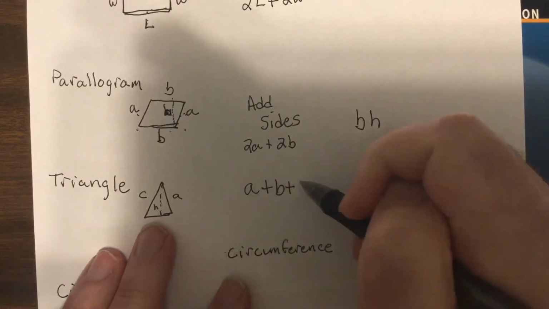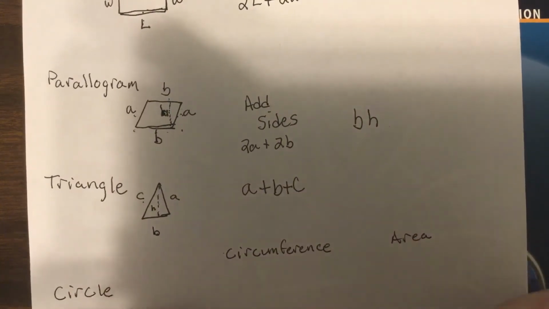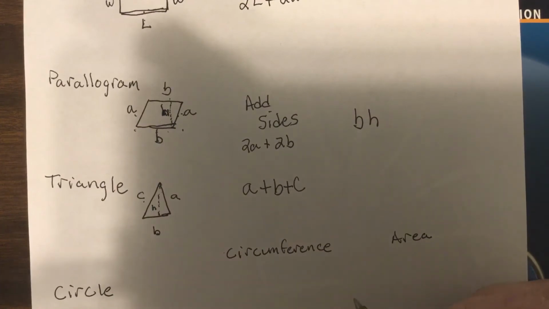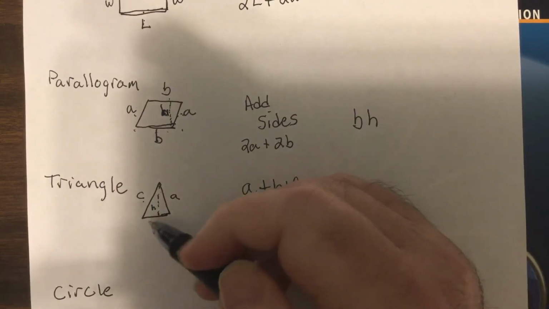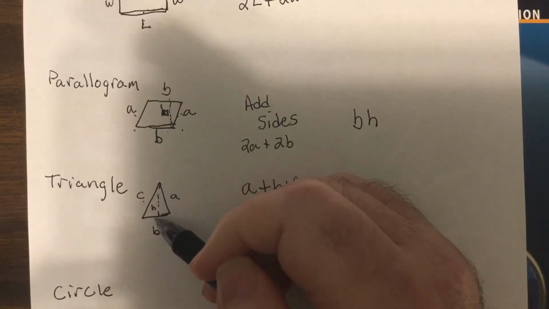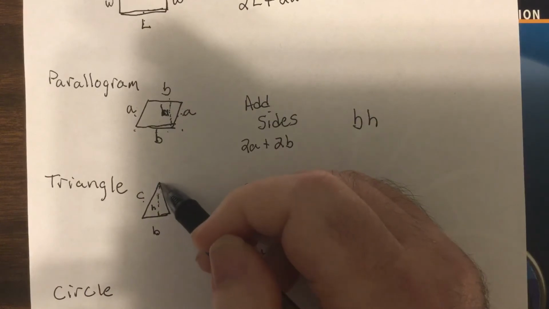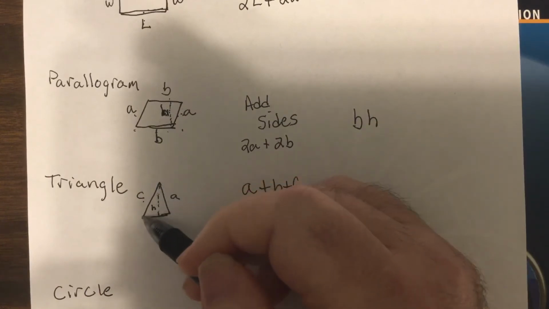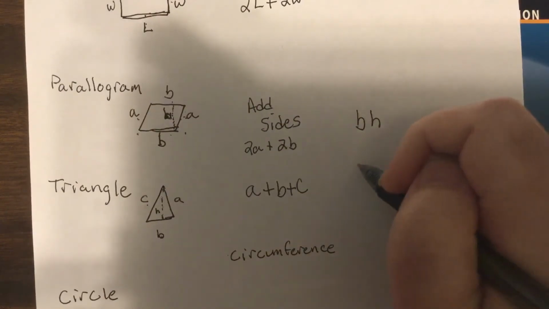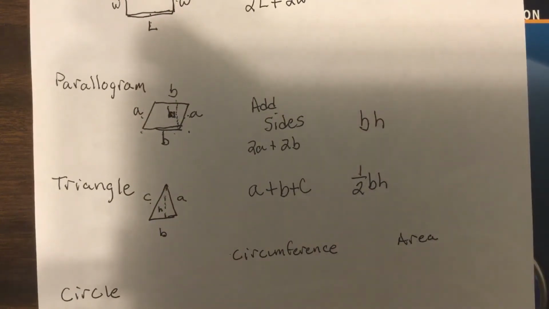Now, triangle. Again, perimeter, just add up the sides. So if it's ABC, side plus side plus side. I don't know why they want to make it so much harder. Now, for area, you have to drop a perpendicular, which will be in the problem. So it's 1/2 of the height times the base. That one you're going to have to memorize.